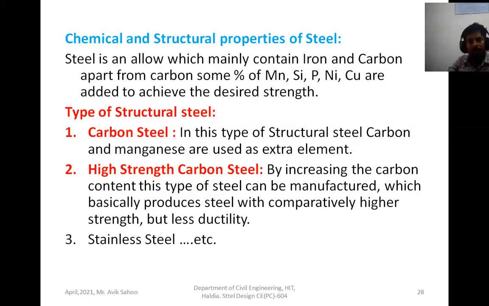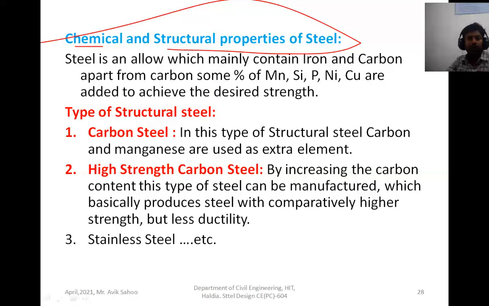Next we discuss the chemical and structural properties of steel. So you know that steel is basically an alloy which mainly contains iron. Iron means Fe. The symbol of iron is Fe. Then we add carbon, and apart from carbon, some percentage of manganese, silicon, phosphorus, nickel, and copper are added to achieve the desired strength.